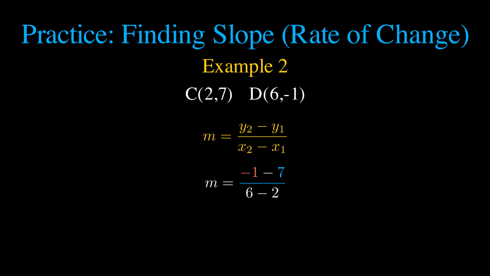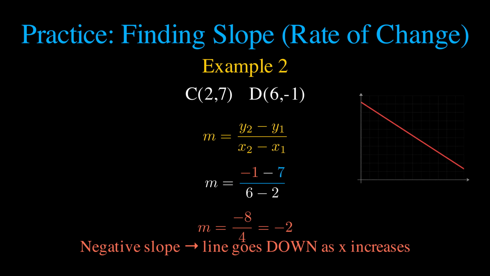Positive slope means the line goes up as x increases. Negative slope means the line goes down.